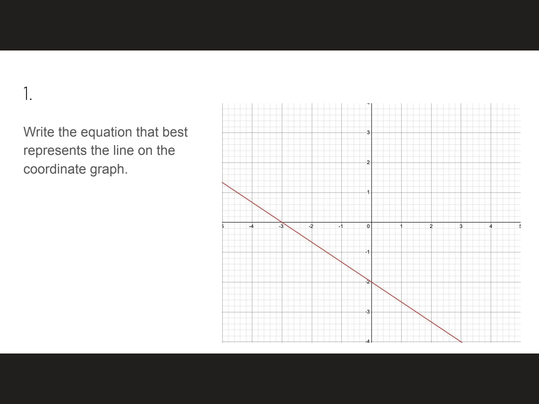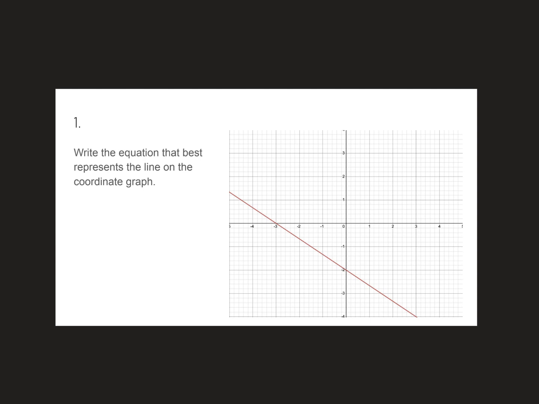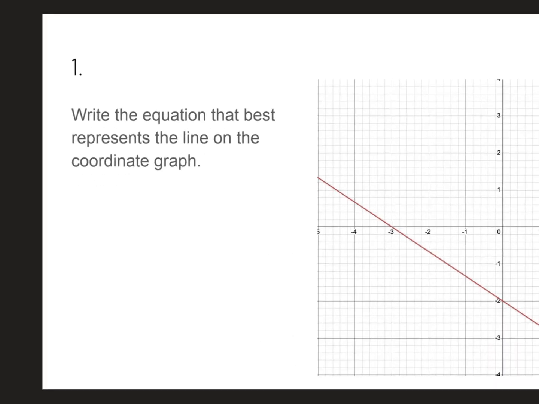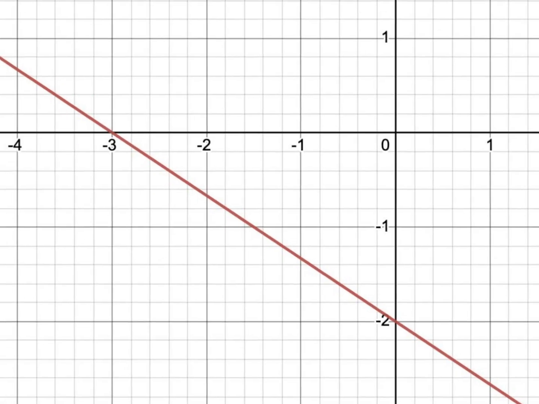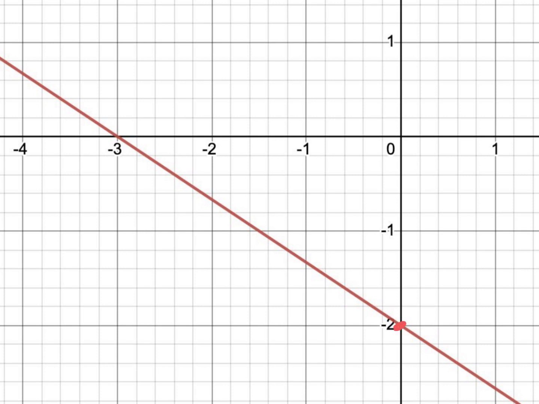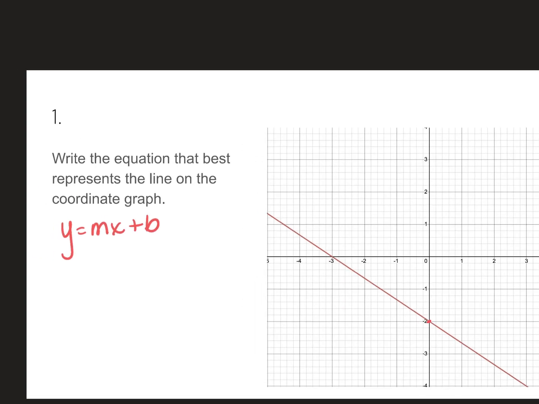All right, number one says, write the equation that best represents the line on the coordinate graph. So this is linear equations. The easiest and most useful is that y equals mx plus b. That's our slope-intercept form. So I need to get the slope and the y-intercept. So y-intercept is easy. It's where it's crossing the y-axis. That's my b value. It's at -2.